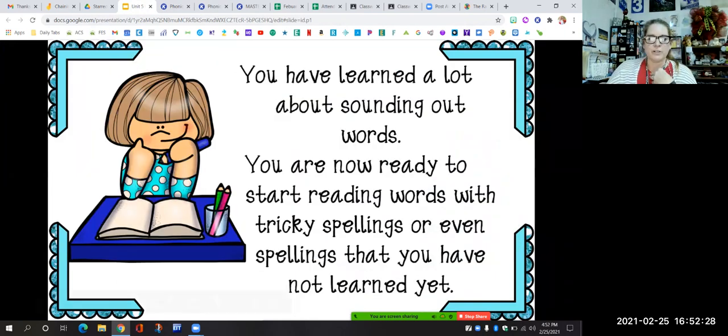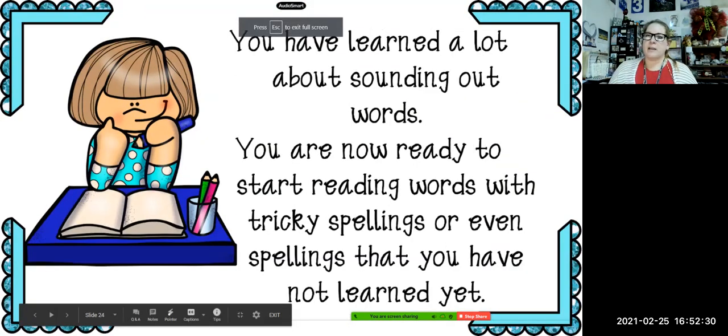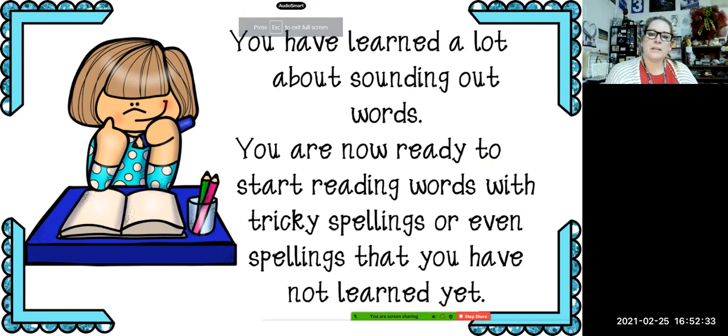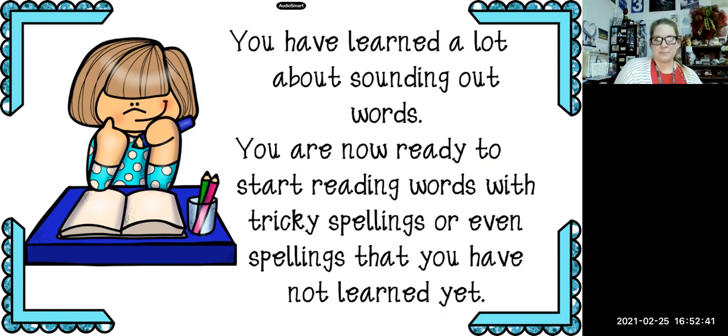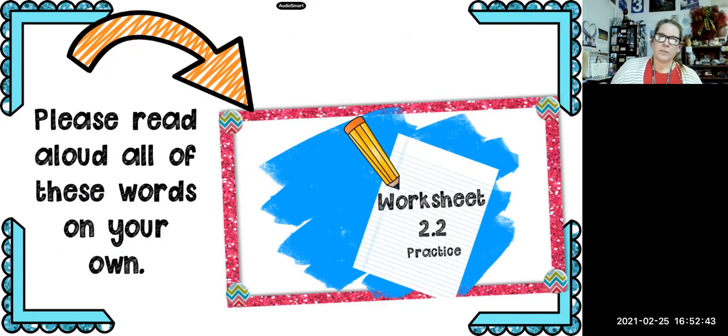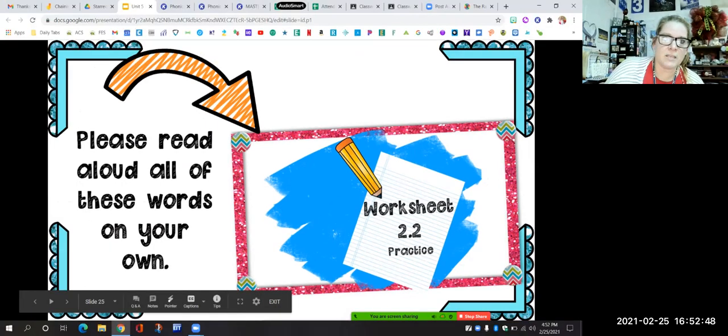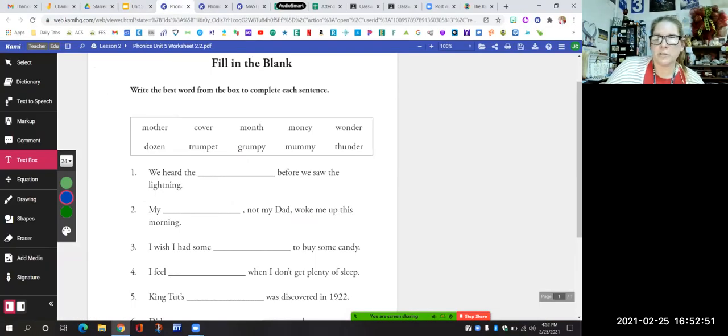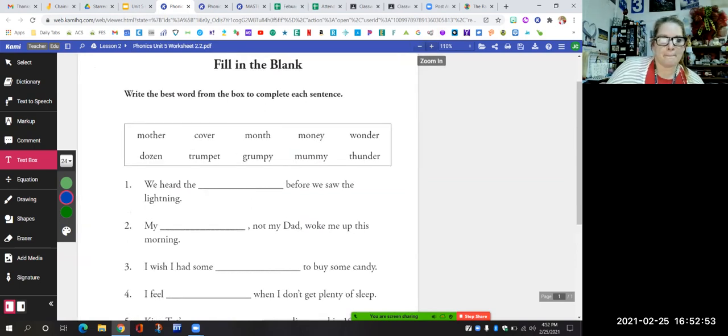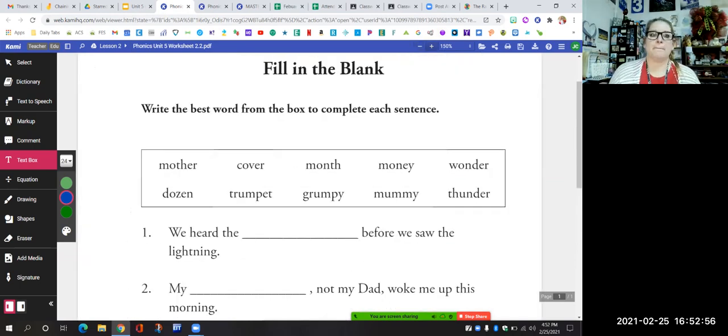All right, so we have learned a lot about sounding out words or stretching out words, and now we're ready to start reading words with tricky spellings, or even with spellings that you've not learned yet. So we're going to read all of those words. I want you to go back to worksheet 2.2. I'm going to show it to you again. I want you to read these words to yourself. Just the words in the box. So go ahead and push pause, read the words, and then push play, okay?